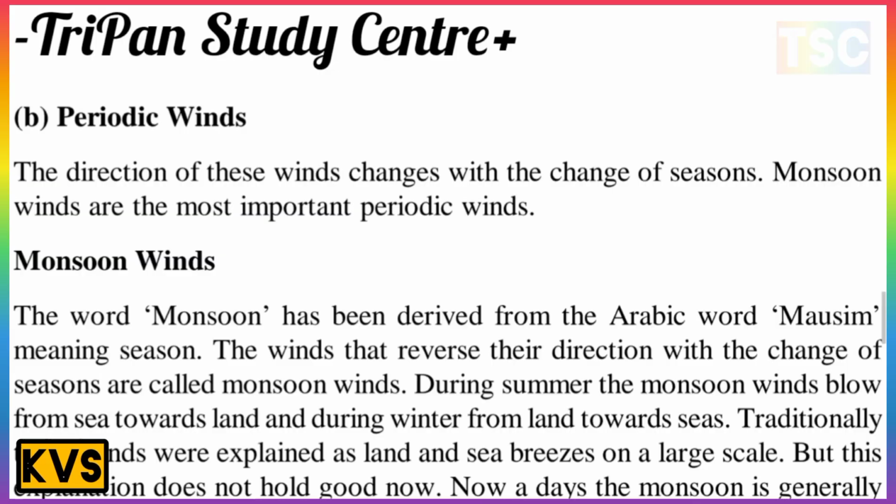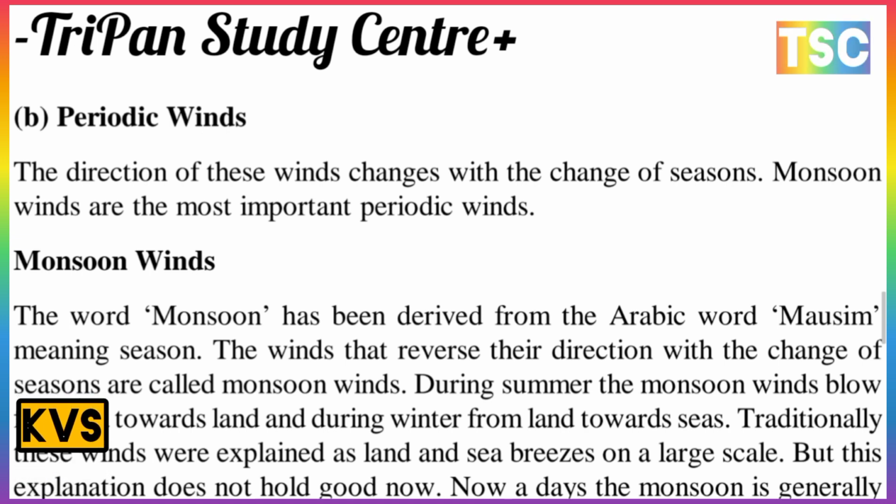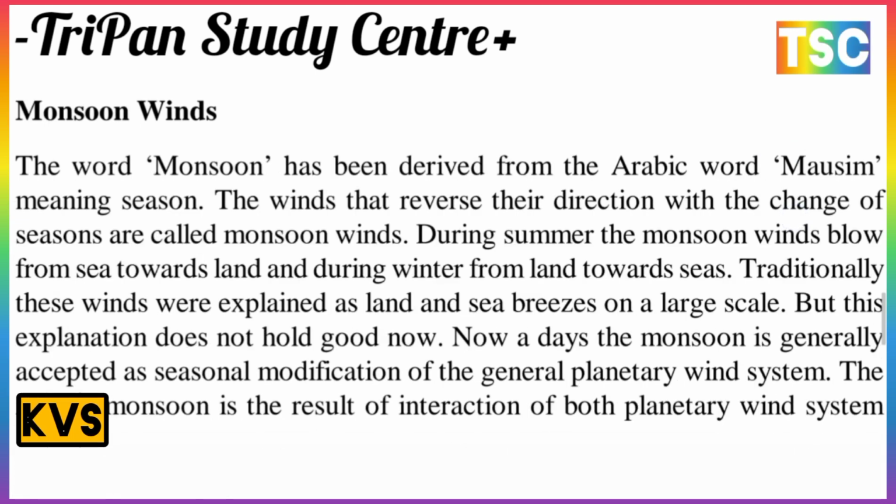This is important. The monsoon wind here. The word monsoon has been derived from the Arabic word mausim, which means a season. The wind that reverses its direction with the change of season is called monsoon wind. During the summer the monsoon wind blows from the sea to the land, and during the winter from the land to the sea. Traditionally this wind was explained as a land and sea breeze on a large scale. But this explanation does not hold good now.